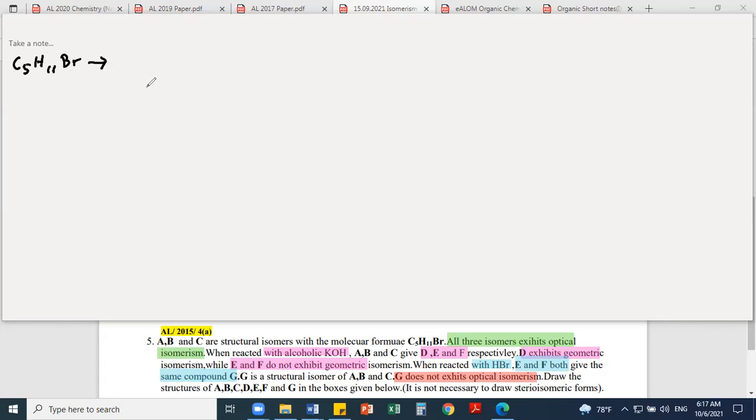So when there are 5 carbons, I'll put this central carbon atom in the middle. And then I have to put 4 different groups. So I can have methyl group, ethyl group, hydrogen, no? Methyl, ethyl, and hydrogen. Right. Methyl group, ethyl group, and hydrogen I can draw.